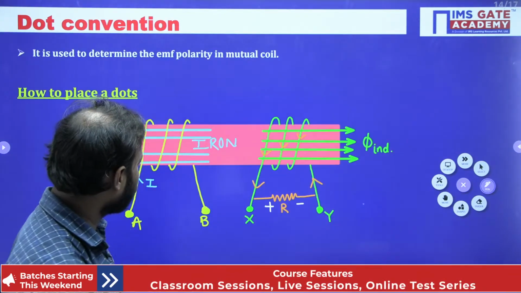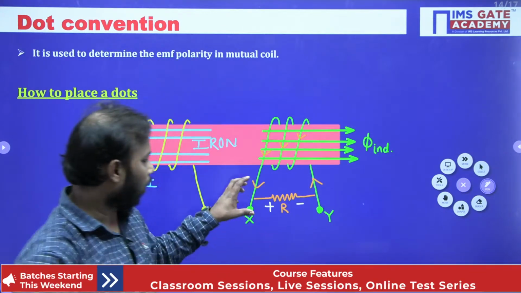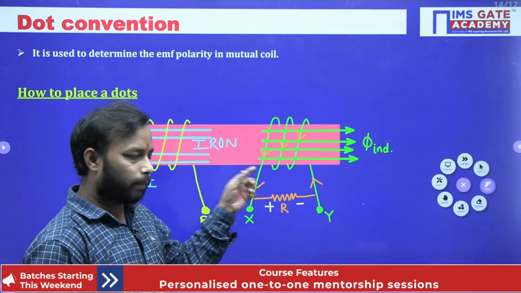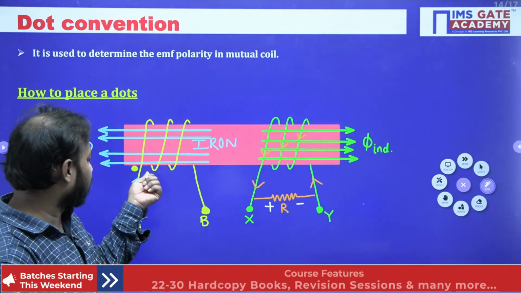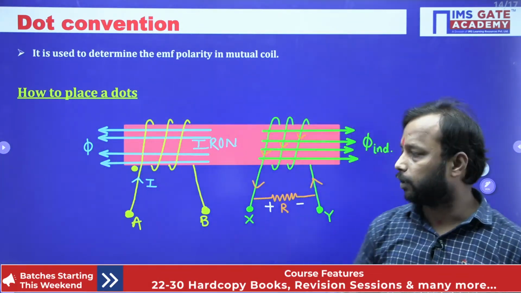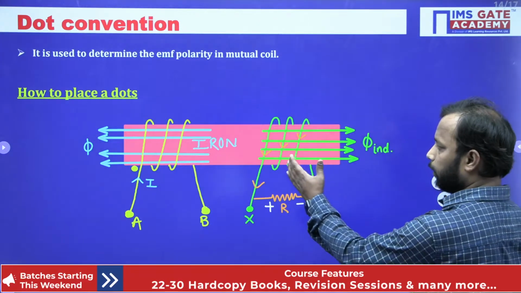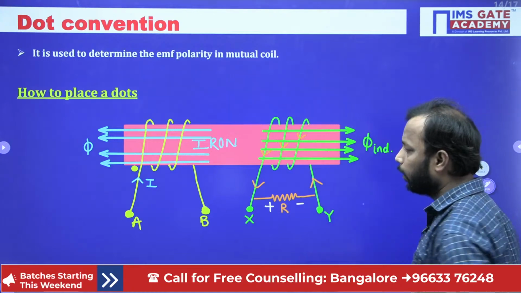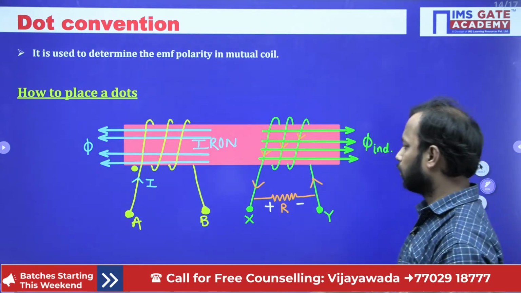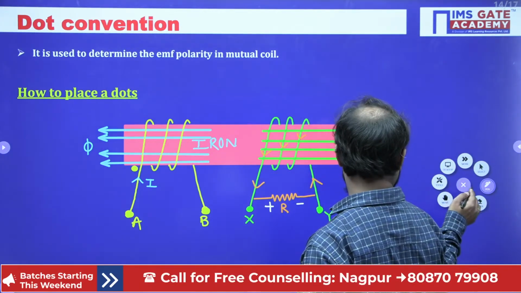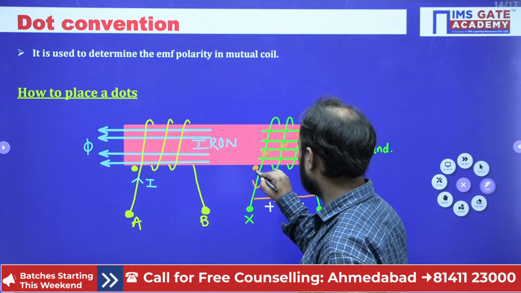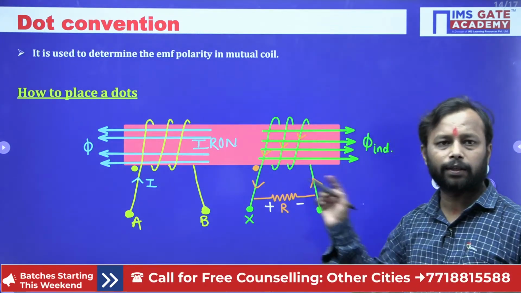Okay, one more thing I think we have forgotten. Yeah, one more thing, extremely sorry for that. Now here we need to mark a dot. The current which is given by the source will have the dot at the terminal where the current is entering. But in the mutual coil, we need to place a dot in that terminal where the current is leaving. So the current is leaving here. So we will mark a dot where the current is leaving in the second coil.